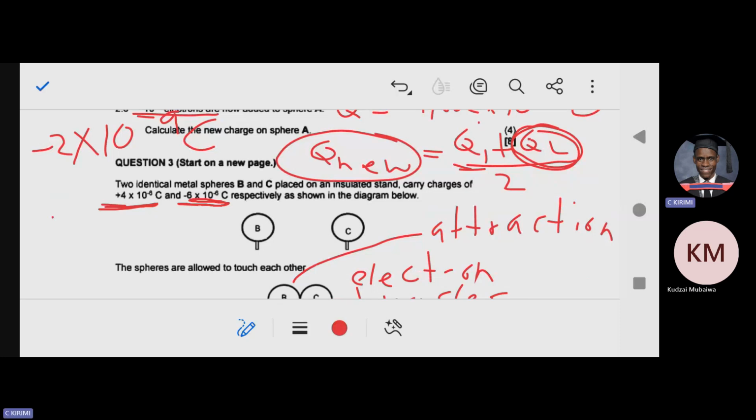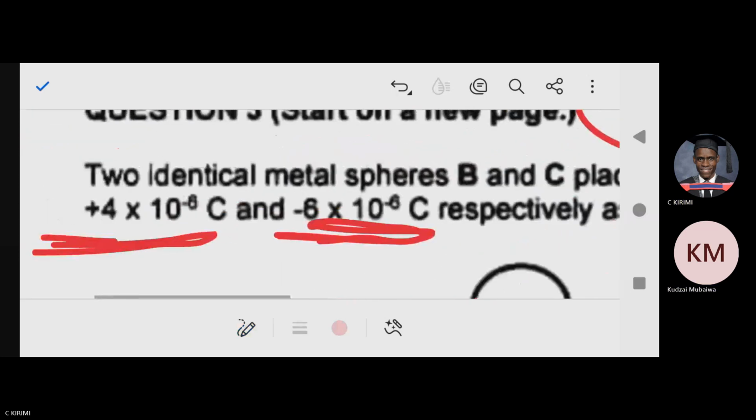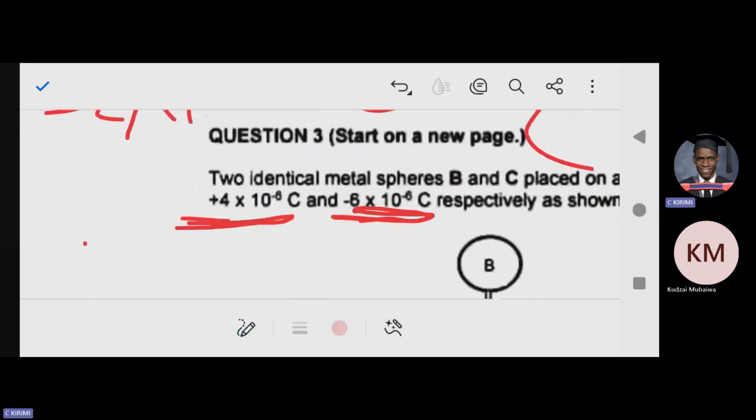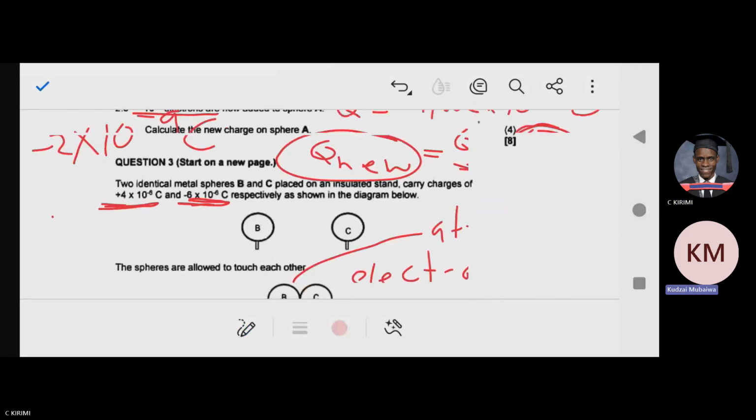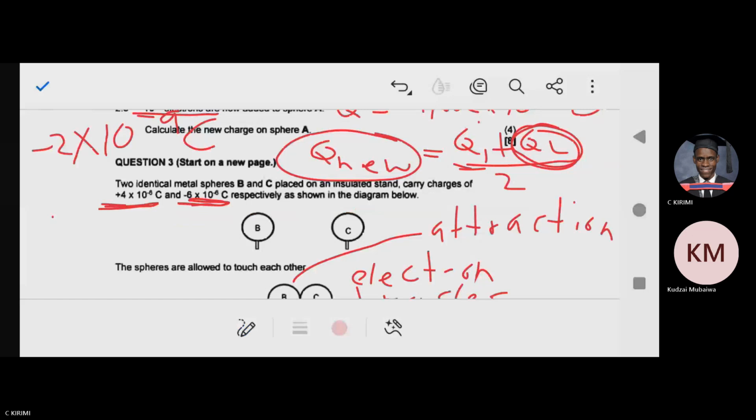So let's do that one for now. Let's calculate Q new. After you divide by 2, you tell me what you are going to get. And remember, these numbers are times 10 to the power negative 6. Let's calculate Q new. Tell me what you are getting. The formula is there. So let's calculate. These are marks that you leave blank. If you are leaving it blank now, it means in the test you left it blank. So I'm giving you time to calculate.